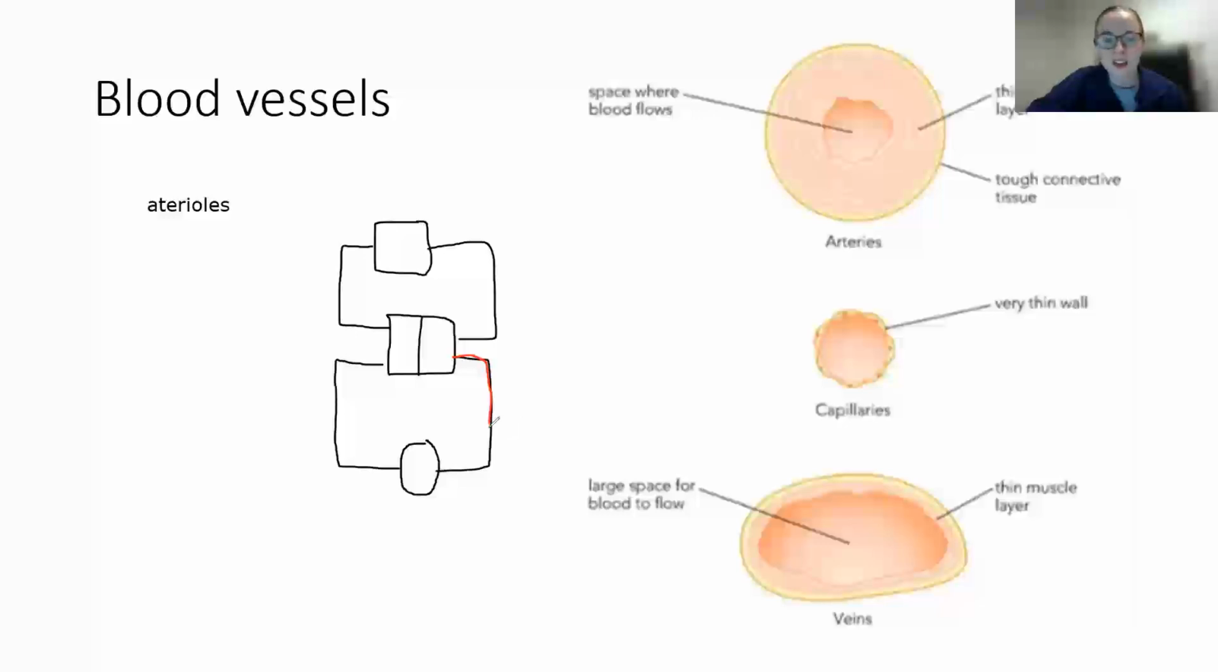So arterioles are very like arteries, but they've just got slightly less muscle in the walls, and slightly less elastic fibers. Okay, so they can still contract and relax, and the contraction and relaxation also allows them to divert blood to other places.